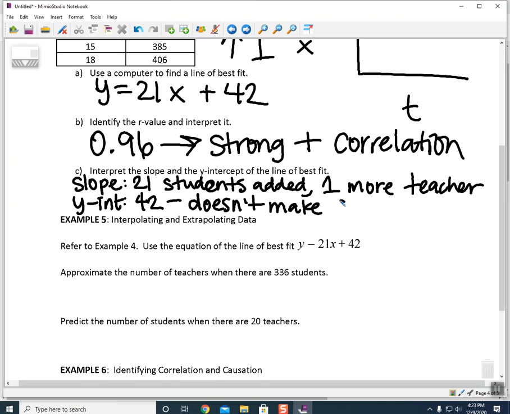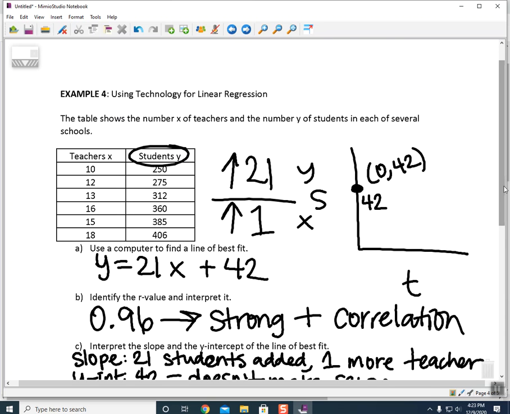And we're going to talk about that. So it doesn't make sense in context of our problem, but that doesn't mean that it's wrong or that it's bad, right? So what the line of best fit does is it takes the data that we have been given, it assigns a line to it, not taking context into relation at all, right? All that the computer sees is numbers. The computer doesn't see that we're talking about students and teachers. All the computer sees is 10 goes to 250. 12 goes to 275. 13 goes to 312. It doesn't have any other context other than just the numbers.